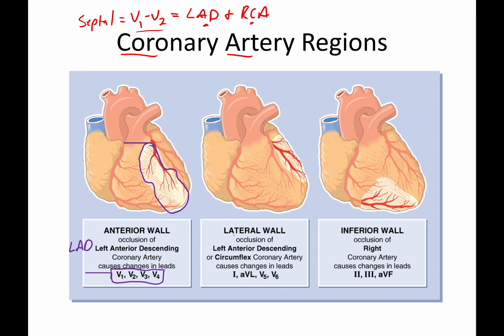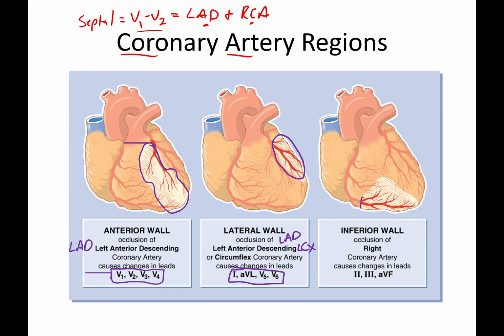Now, if I have changes in the contiguous leads 1, AVL, V5, V6, that's likely to be a lateral MI, and most likely due to either a portion of the LAD or the left circumflex artery that are involved there.